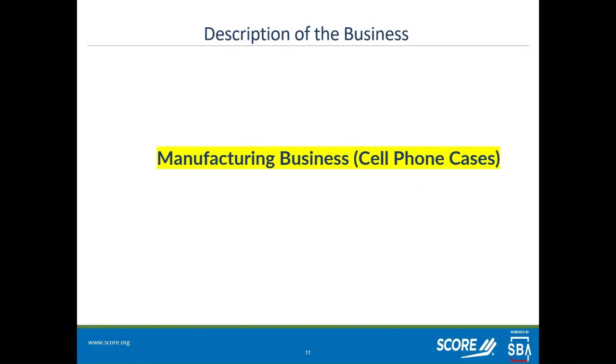We're going to talk about a manufacturing business just as an example to try to get through some of the accounting and financial concepts. It's going to be a very simple business, and it's just going to manufacture cell phone cases, leather cell phone cases.